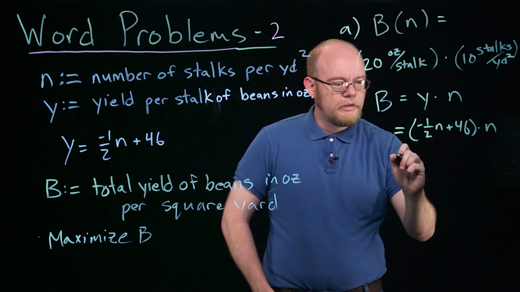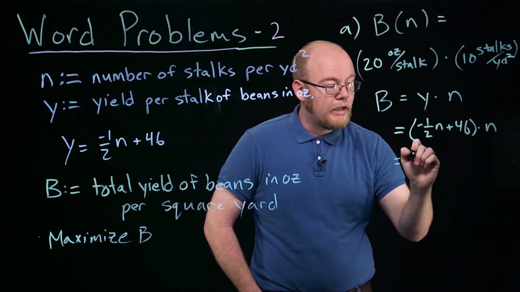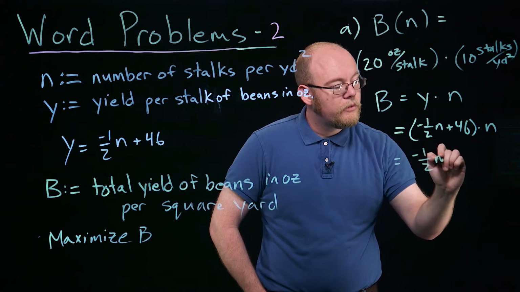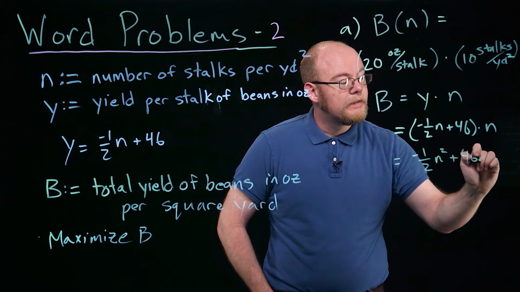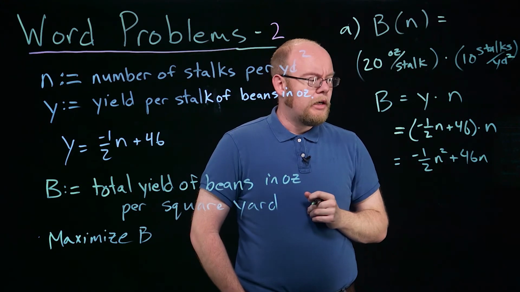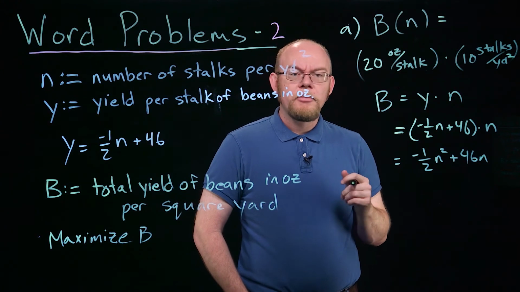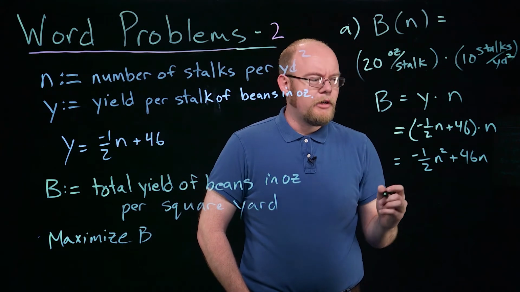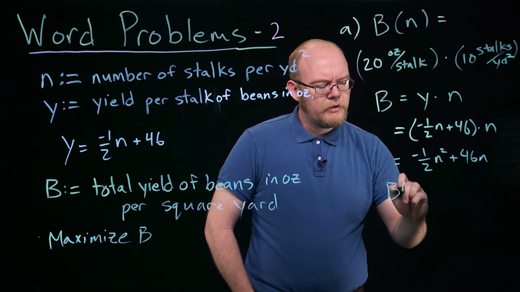And if we look at this, let's just multiply it out: this is equal to negative 1/2 n squared plus 46n. And so this gives us the amount of beans we're going to get per square yard if we plant a certain number. So this gives us our B of n.